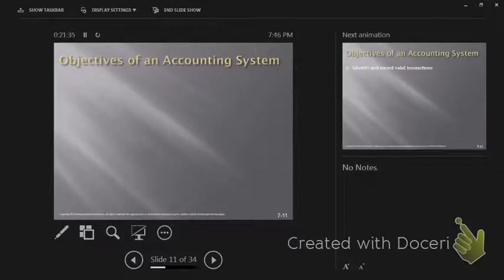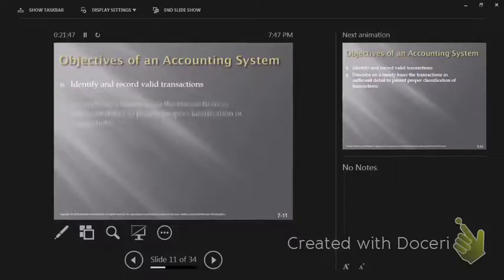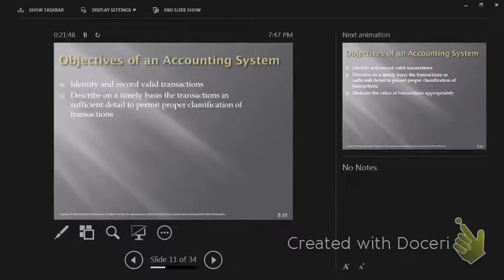All right, so what are we trying to do with our overall accounting? We want to identify and record valid transactions. That's what we're trying to do. That's what we're trying to have them do, right? And then describe on a timely basis in sufficient detail what that transaction was doing. That's what we're hoping that they're trying to do. And then permit proper classification of that transaction.